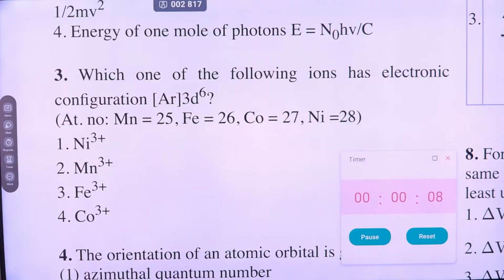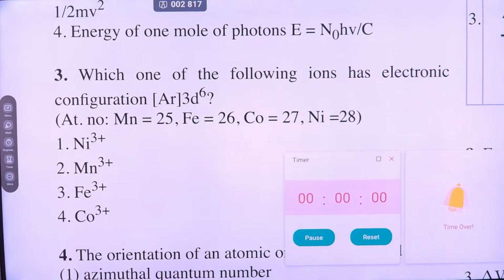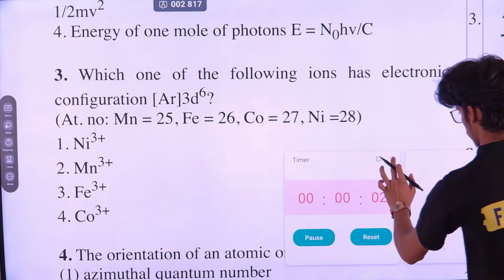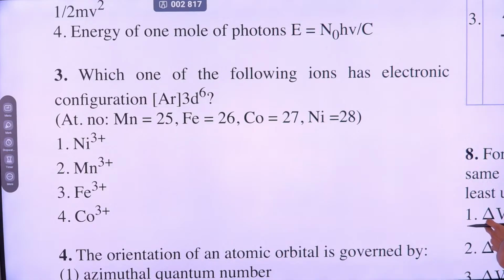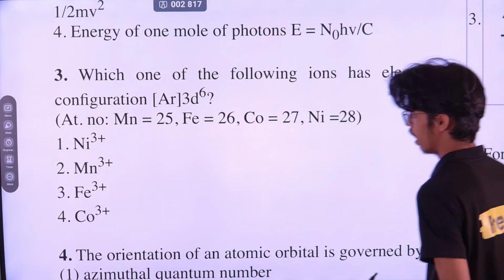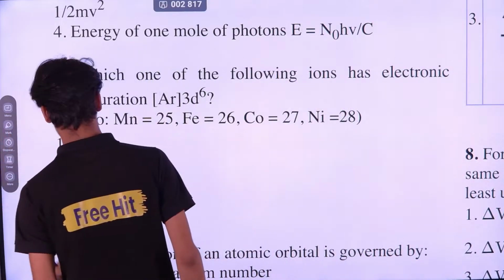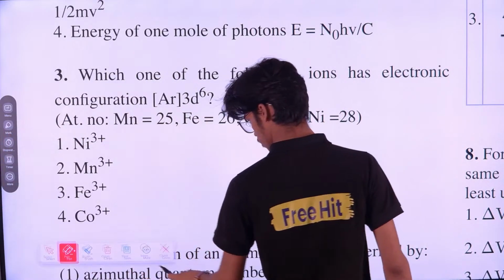Atomic numbers are already given, so it's easy for you to do this question. Let's see. Shraddha is telling question number 3, option number 4. Priya, I have not got your answer yet. Try to do it. Okay, I'll do it now. So let's mark the solution.